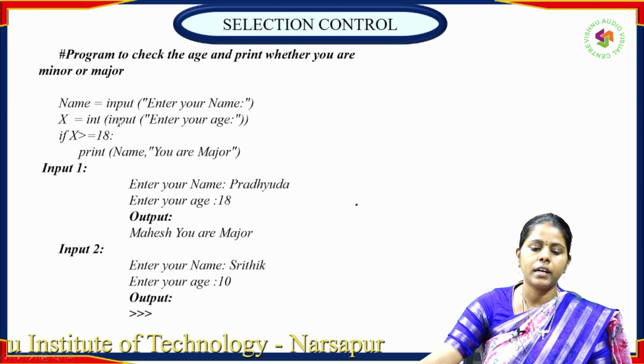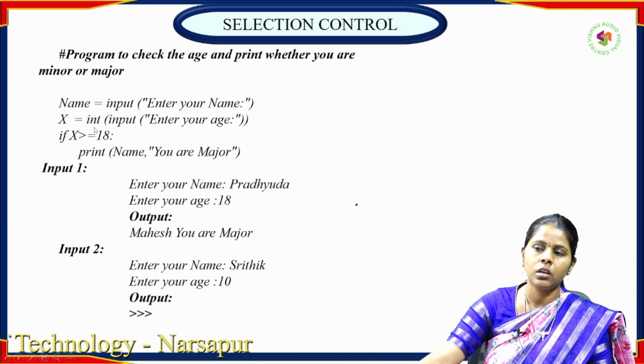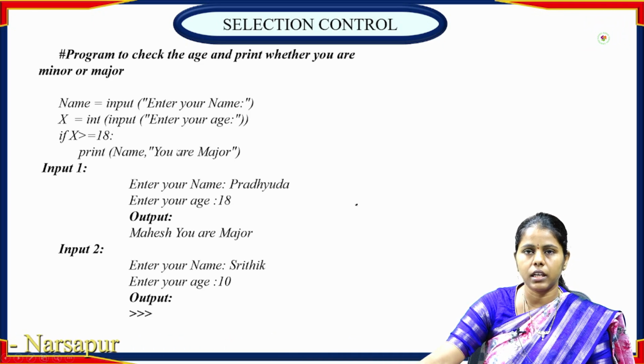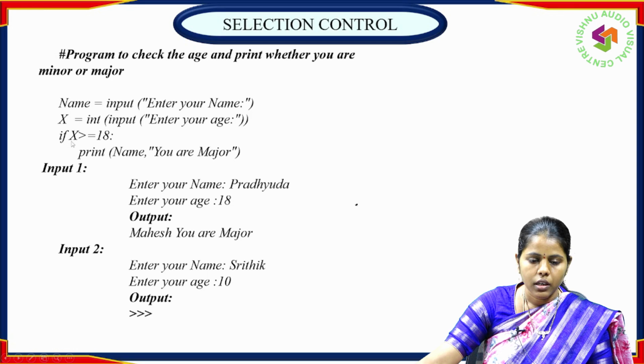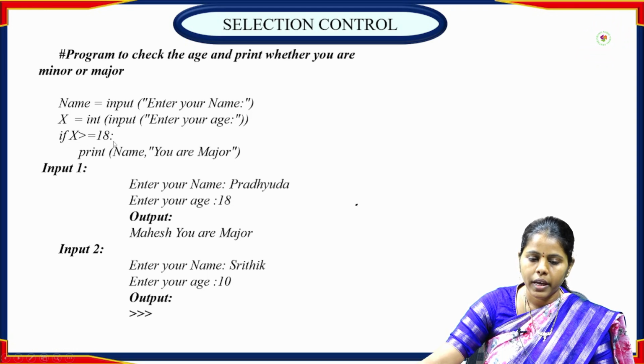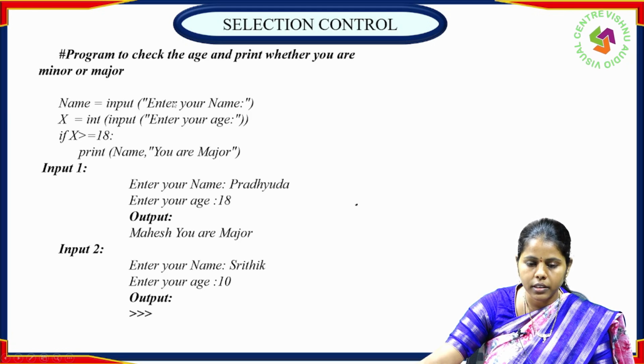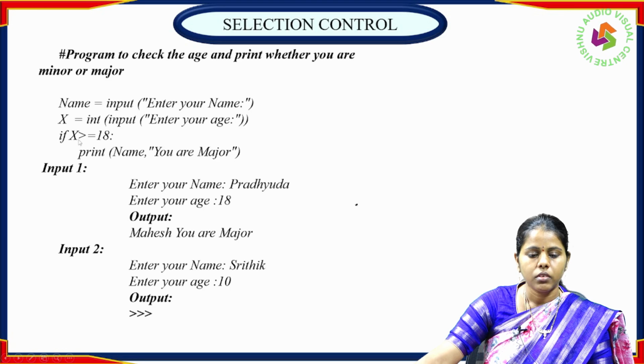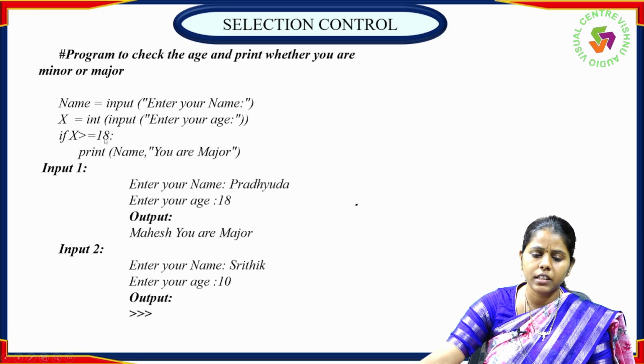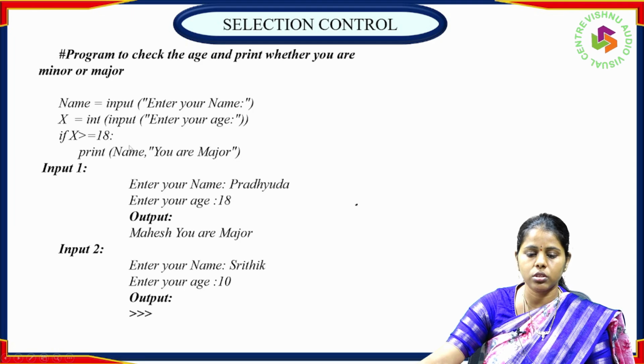So that one data type we are converting into the other data type externally. Here, if x is greater than or equal to 18, I'm entering. Suppose in the input I am giving the x value as 15. Is 15 greater than or equal to 18? No, the condition is false. So it will come out of this block.